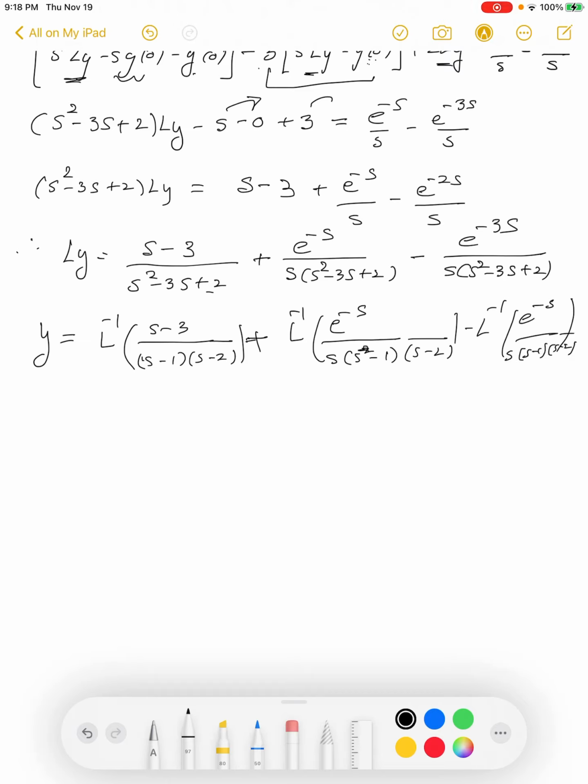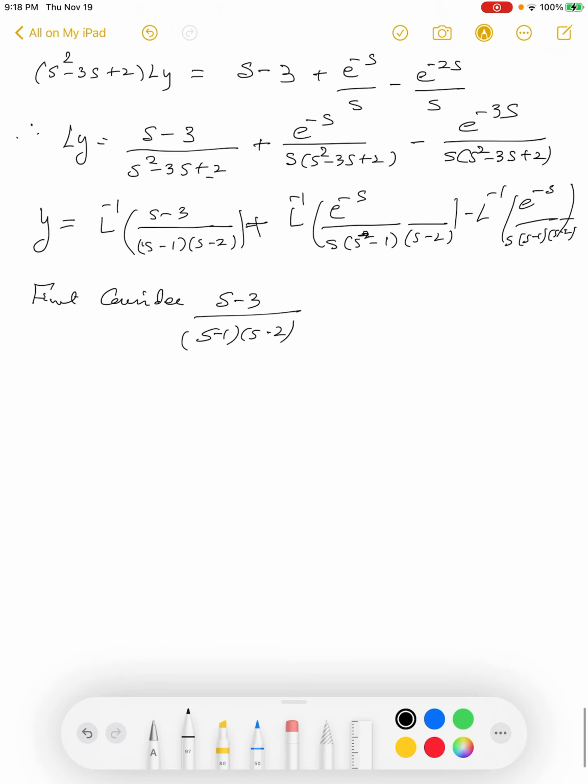So now first of all we'll need to calculate this separately. So first consider partial fractions of s minus 3 over s minus 1 times s minus 2. Then we'll have to calculate the inverse transform of the other terms without the exponential factor. That's going to take some time, but let's do this.